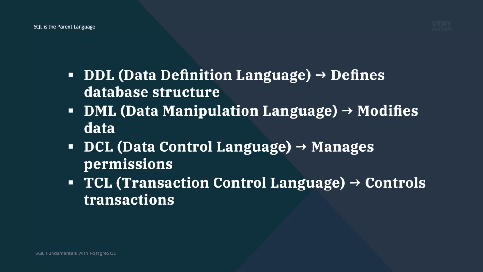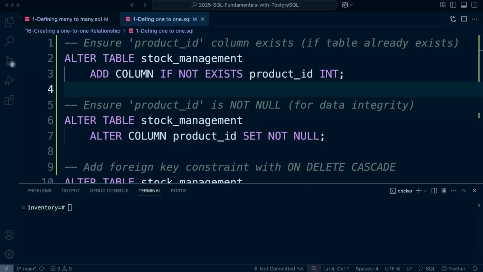for interacting with relational databases like PostgreSQL, MySQL, and SQL Server. But in actual fact, it includes different types of commands which we can group into categories. So we have DDL, which defines database structure SQL code. We have data manipulation language, which modifies data, DCL, data control language, which manages permissions, and then TCL, transaction control language, which controls transactions. So each sublanguage is designed for specific tasks, and knowing the difference helps you use the right tools for the job.